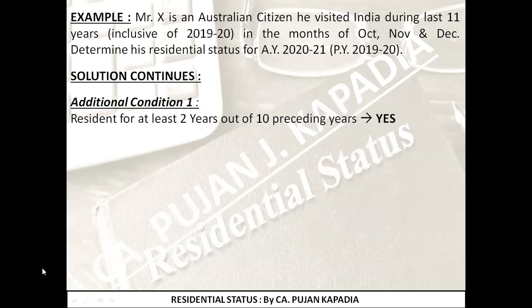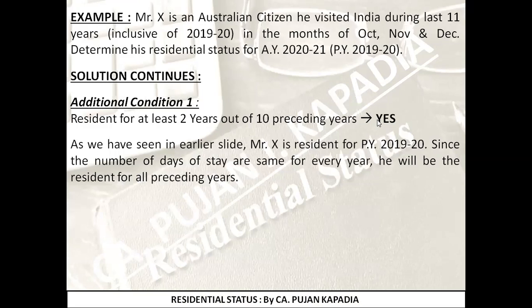What does it say? It says that the person should be resident for at least 2 years out of 10 preceding years. Whether it is fulfilled, answer is yes, it is being fulfilled. Why? Let's read out this paragraph. As we have seen in the earlier slide, Mr. X is resident for previous year 2019-20. Since the number of days of stay are the same for every year, he will be the resident for all the preceding years. In the last slide, we had already checked that in 19-20, he is meeting one of the criteria, as a result of which he was resident.